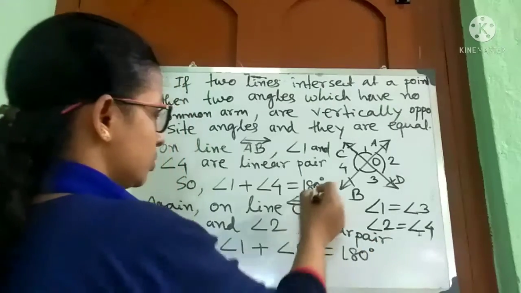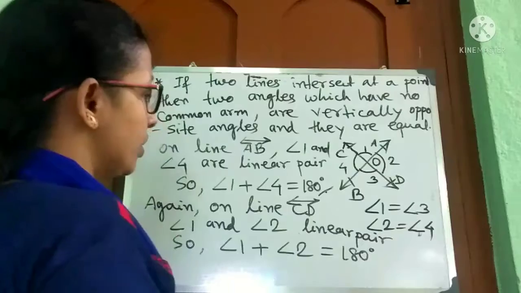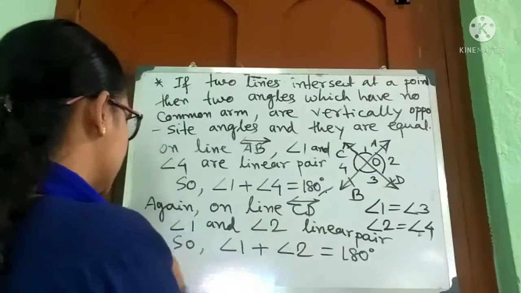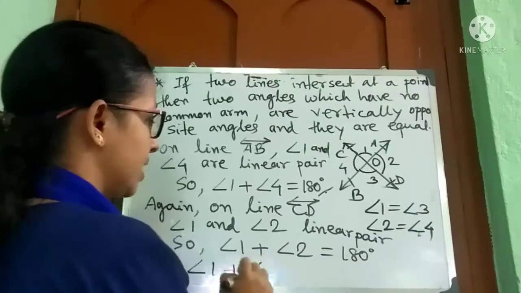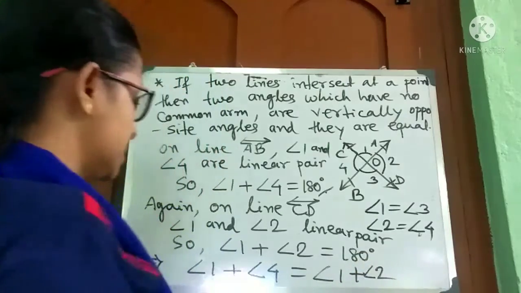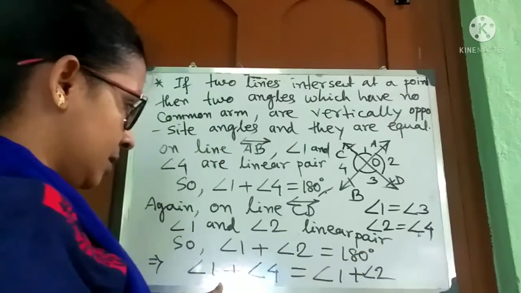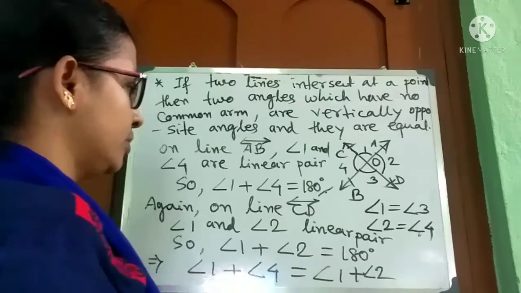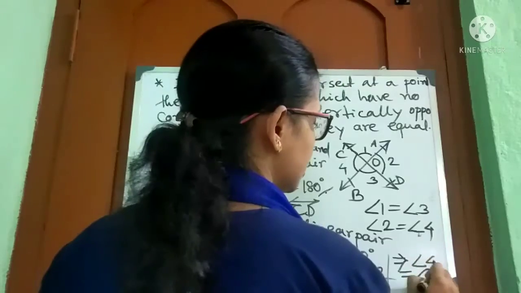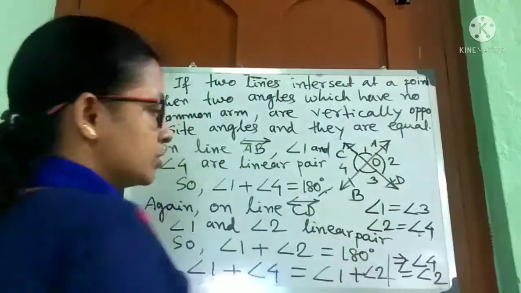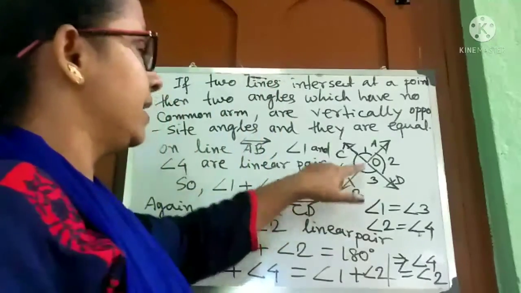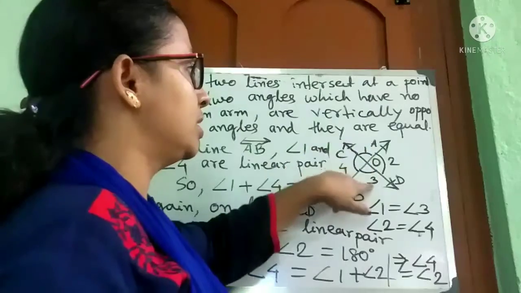Now see in these two, here 1 plus 4 is 180 degrees, and here 1 plus 2 equals 180 degrees. So from these two we can write angle 1 plus angle 4 equals angle 1 plus angle 2. Removing angle 1 from both sides, we get angle 4 equals angle 2. So these are vertically opposite and they are also equal. We have already proved. Similarly, we can say angle 1 equals angle 3.